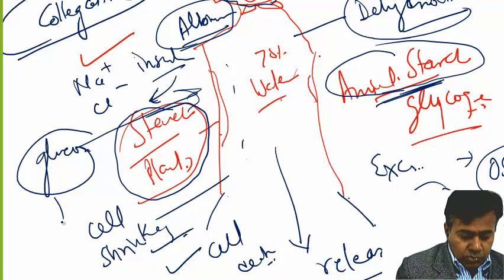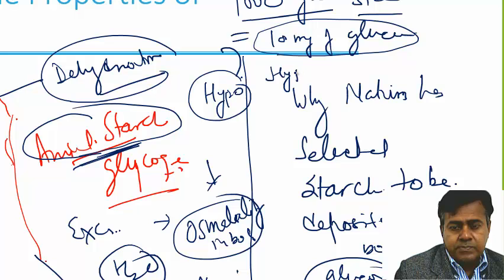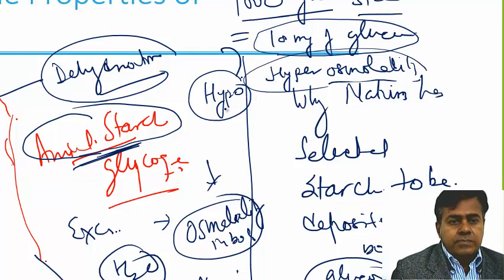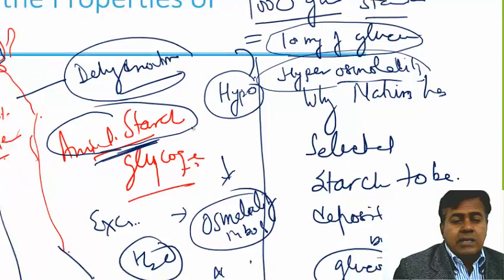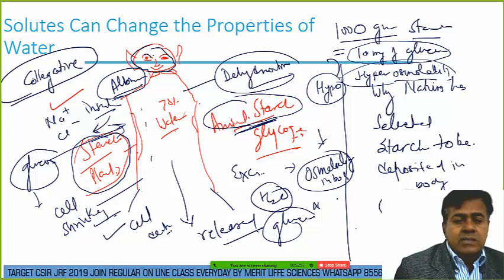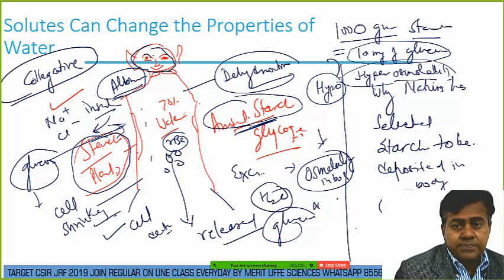Otherwise, what will happen? There will be hypo or hyperosmolality. Tell me, hypo or hyperosmolality. Tell me what you can expect. If excessive glucose is there in the body and insulin is not working, then excessive glucose will be released in order to save the cell from death. Otherwise, what will happen? Whatever cells are there, suppose RBCs are there, they will start dying because of hyperosmolality or hypoosmolality. This is my question.